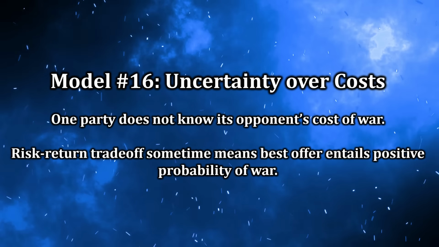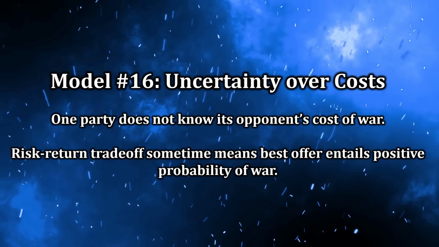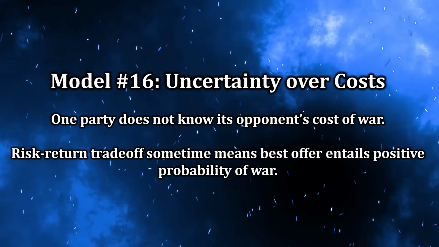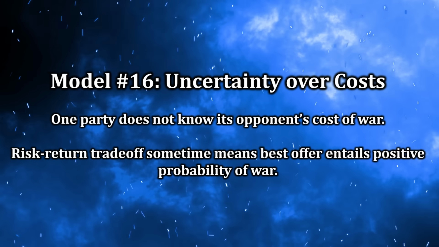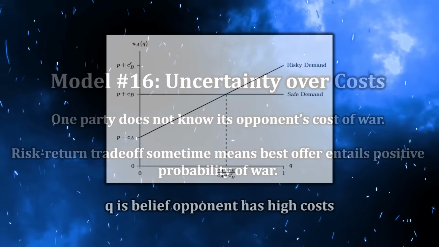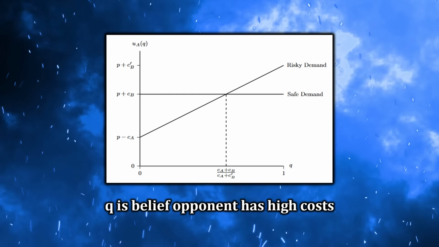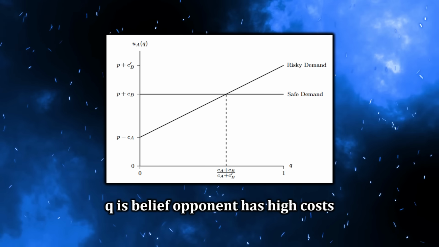Model number 16. Uncertainty over costs. What if one state does not know how costly the other state views war? Now the former faces what is called a risk-return trade-off, where it can try to demand more out of weaker opponents, with a drawback that tougher opponents will reject and fight a war. When the uncertain state has an intelligence assessment that places sufficiently high weight on the weaker opponents, then the risky demand is better, and war occurs with some probability.